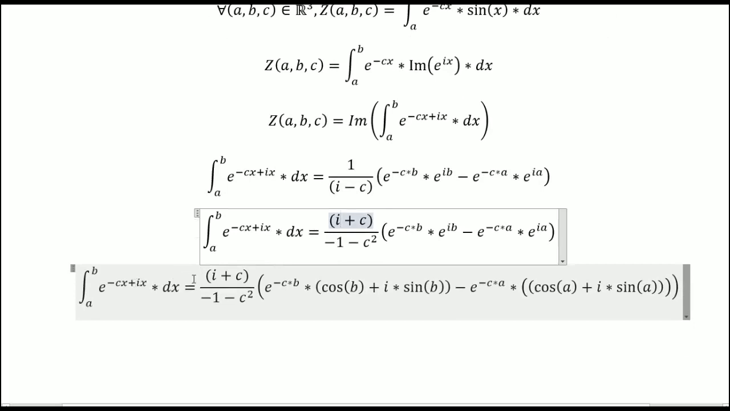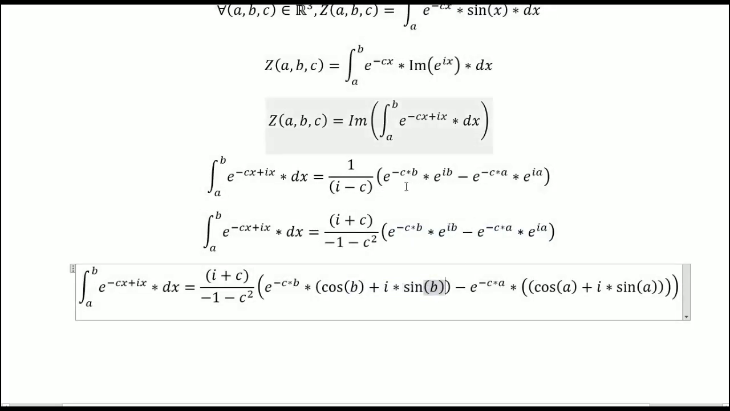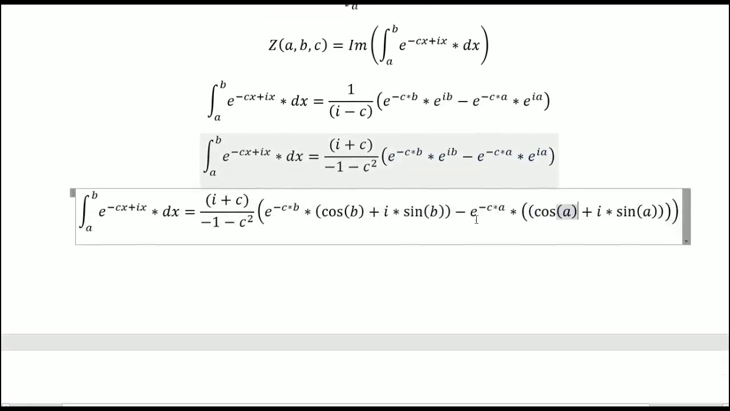Then I expand the exponential ib, because here I can't know what it is, well, technically I can, but I'm going to expand this as being a sum of cos b plus i sin b. As we can see from earlier, sine is the imaginary part of exponential ix. So exponential ib and exponential ia will be split back to this form. So we get this form.